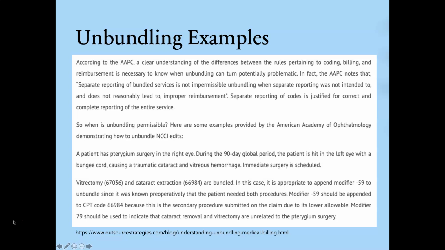The vitrectomy and cataract extraction are bundled. In this case, you can add modifier 59 to the unbundle since it was known preoperatively that the patient's going to need both procedures. And you add it to the 66984 because this is the secondary procedure and it's paid less.